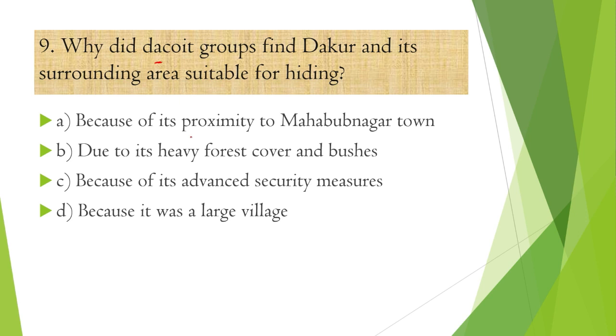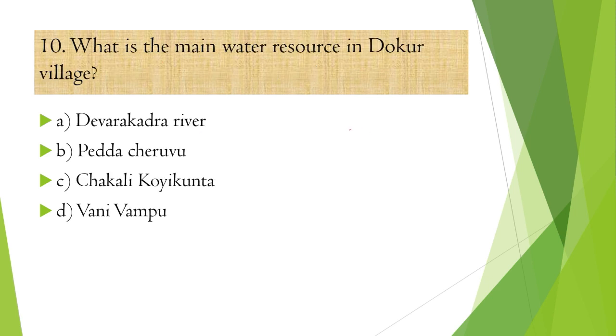So, because of its proximity to Mahabubnagar town, due to its heavy forest cover and bushes, because of its advanced security measures, or because it was a large village. So, simple logic, mainly dacoits are thieves. What do they do? They find a good place to hide themselves. Where do they hide? Mainly forest areas, where no one can find them. So heavy forest and bushes, where available, in those areas only they will hide. So B is the suitable answer to this.